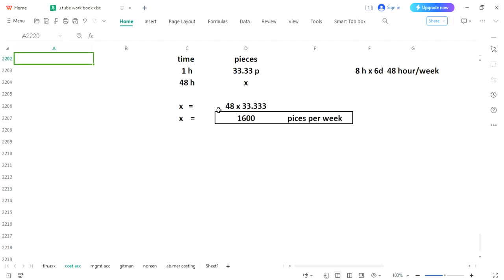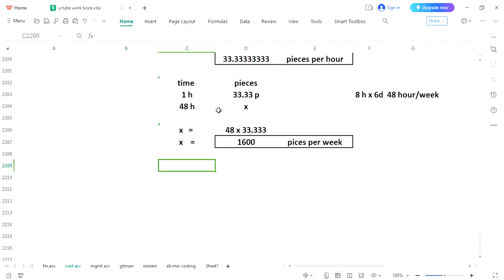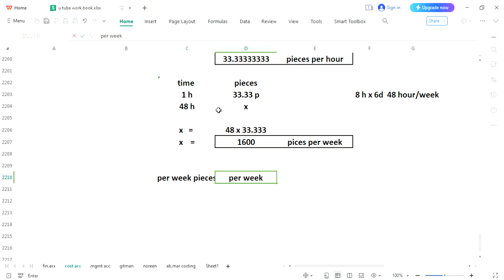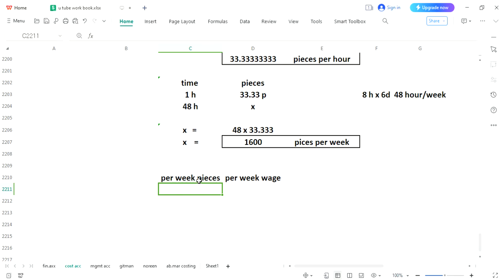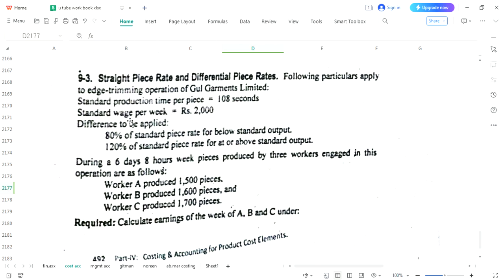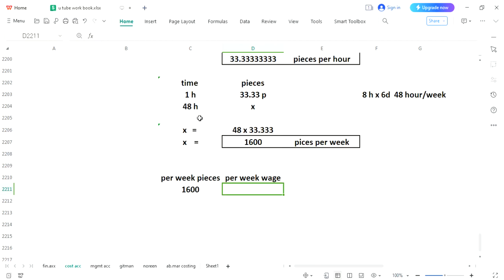For per piece, again we will be calculating per week pieces and per week wage. So these are two elements which we already have in our question. Pieces per week, 1600 we are making, and for this week the standard wage per week is 2000 rupees. You will put 2000 over here. What is this? 1600 are pieces and 2000 is what? Rupees.